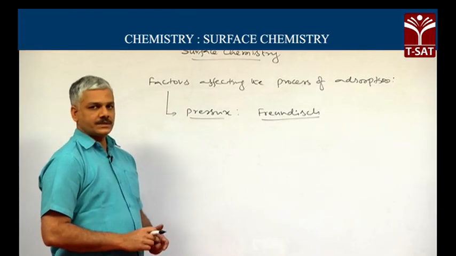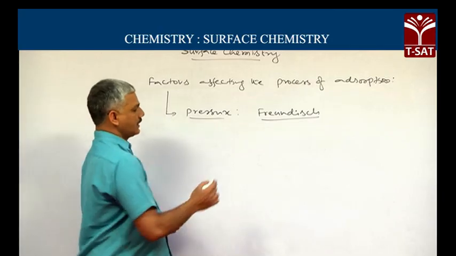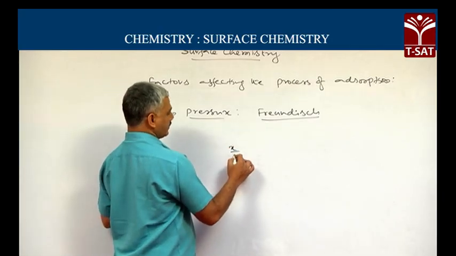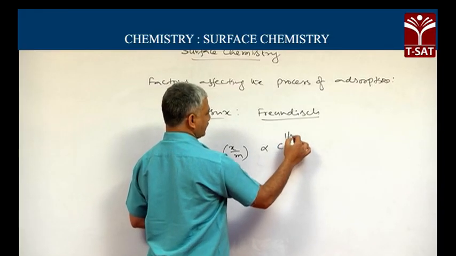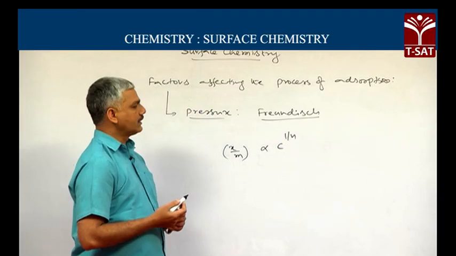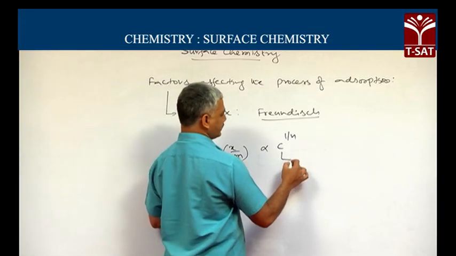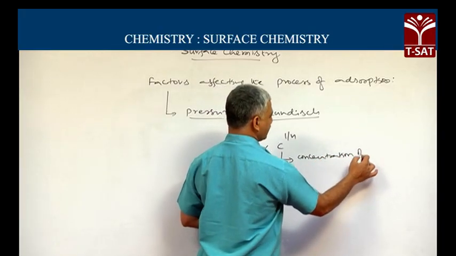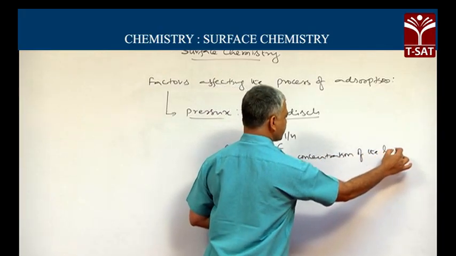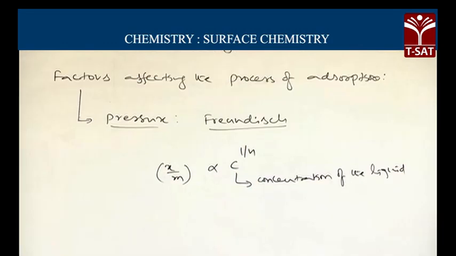In case of adsorption involving liquids on the surface of solids, the Freundlich relation is modified as: extent of adsorption is directly proportional to c power 1 by n. Here c corresponds to the concentration of the liquid component. Generally, it will be a solution.